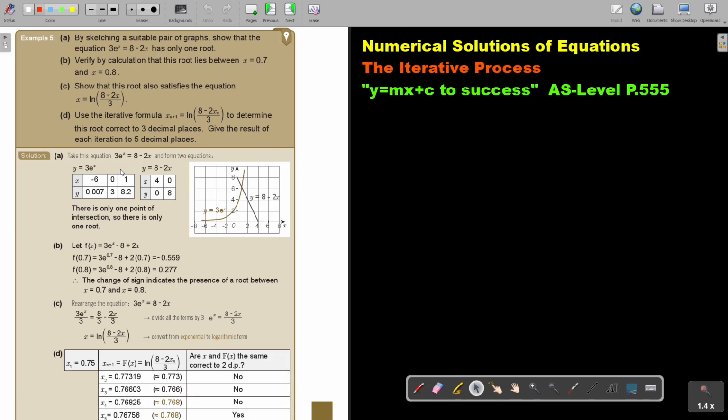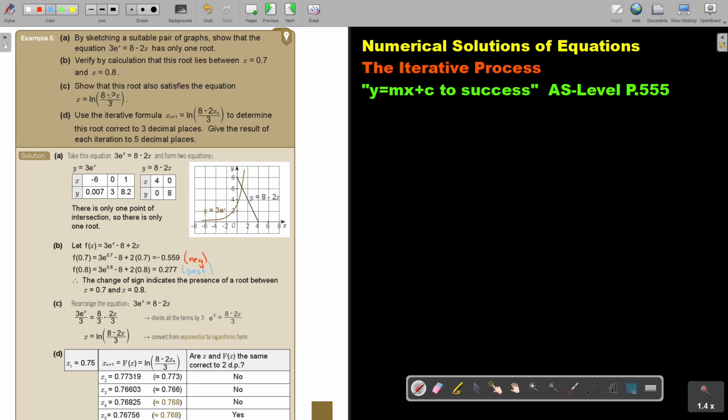Now, I'm just going to take everything to one side, make it f(x), substitute 0.7, take note the answer is negative, then substitute 0.8, take note the answer is positive, and therefore the change of sign indicates the presence of a root between 0.7 and 0.8, because it changed from negative to positive. Okay. And then, show that this root also satisfies the equation.